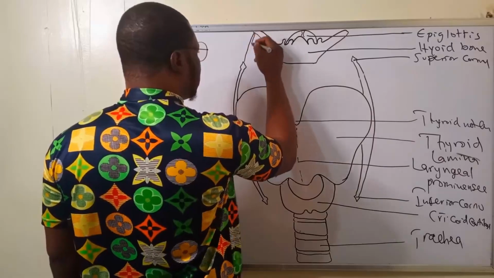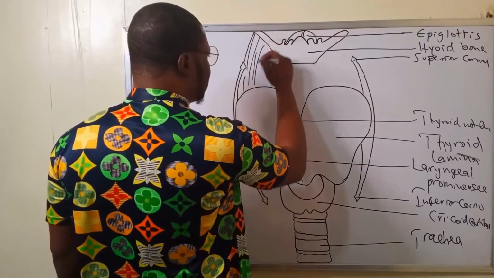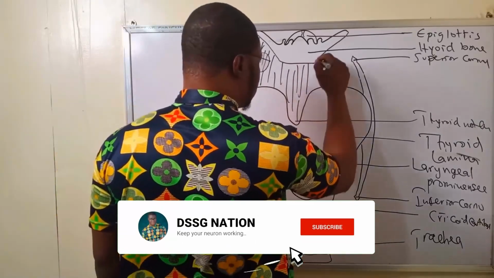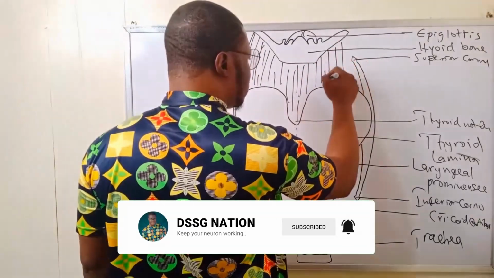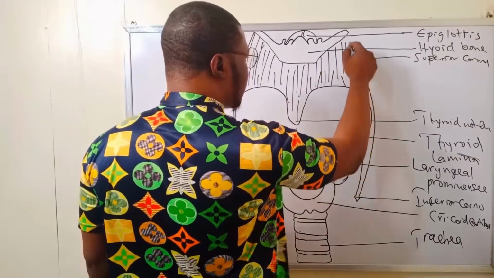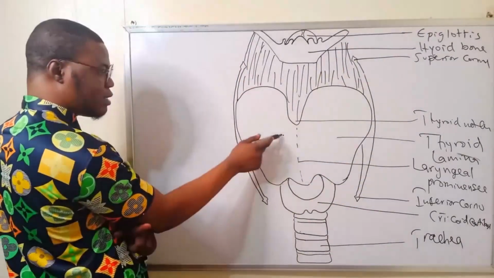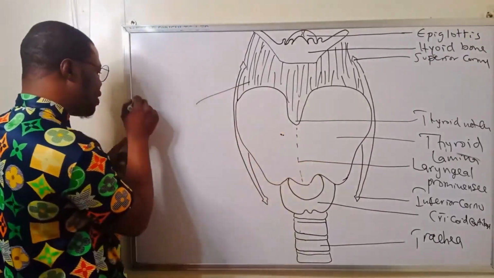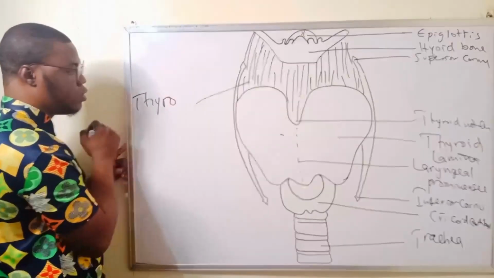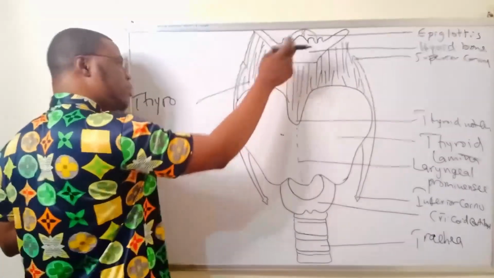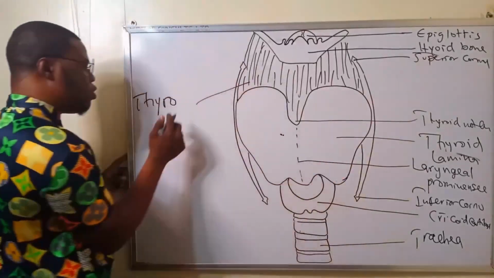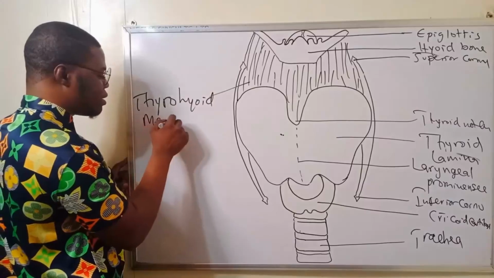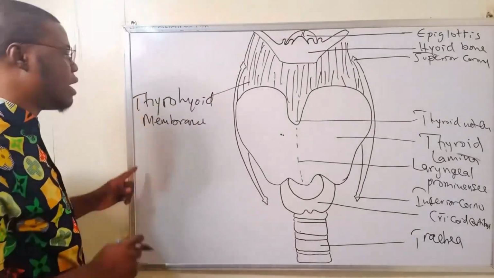So connect it to the thyroid cartilage. It's these membranes. So this membrane has a name. Now this membrane is connecting this cartilage, and this cartilage is called the thyroid cartilage. So that will give us thyroid. And now this membrane is connecting this thyroid cartilage together with this hyoid bone. So this membrane will be called thyroid membrane. As simple as that. So thyroid what? Thyroid membrane.